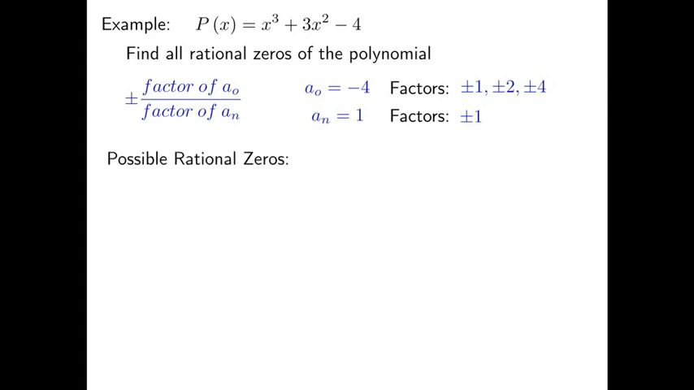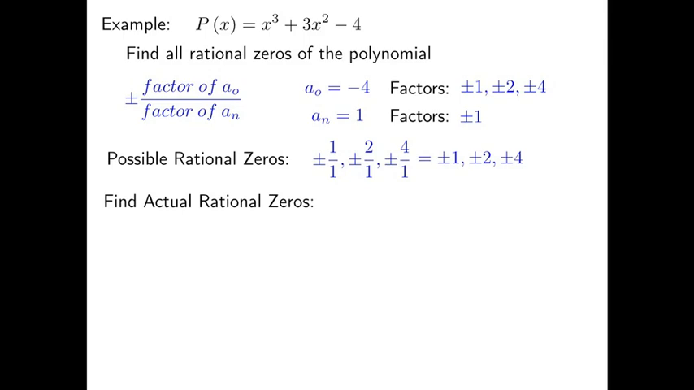To find the possible rational zeros, we need to take each of the factors of a naught and divide them by each of the factors of a sub n. Simplifying, we get plus or minus 1, plus or minus 2, and plus or minus 4. Now these are all of the potential zeros for the polynomial, but if we note, the degree of the polynomial is 3, so we can have at most 3 zeros. So some of these are not actual zeros of the polynomial. In order to determine which are the actual zeros, we need to plug these values into the function and see which ones give us 0.